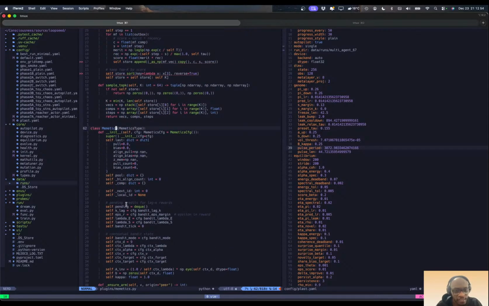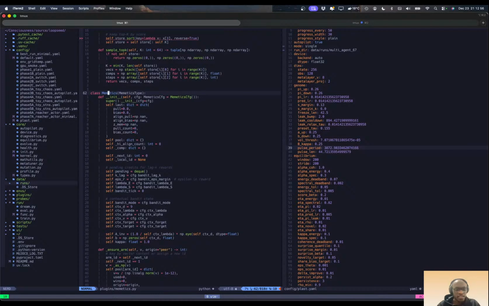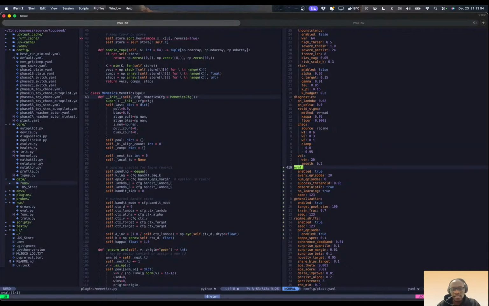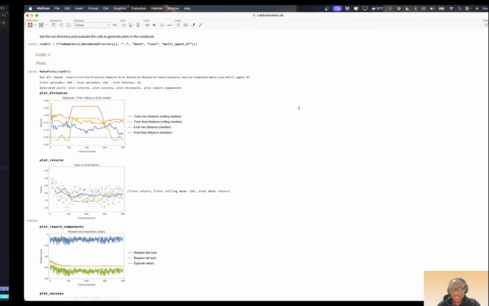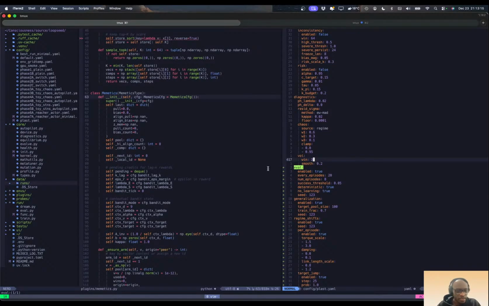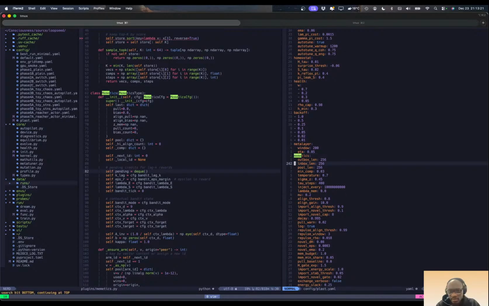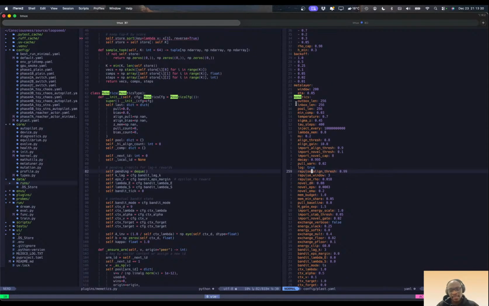I have this class called Memetics, which generally handles everything about memetics. You just pass it the configuration of memetics, and I'll show you an example of the configuration. What's happening? Am I running out of memory or something? Okay, so this is the example configuration of what memetics entails.